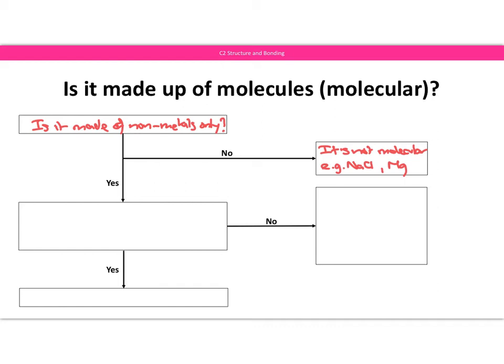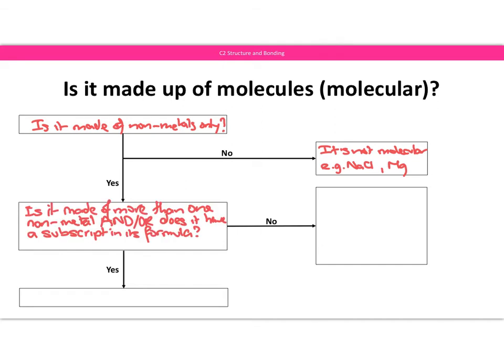It doesn't mean that we definitely have something that's molecular. Now, our next question is actually a pair of questions, and we only have to answer yes to one of them. So the two questions are, is it made of more than one non-metal? And does it have a subscript in its formula? And if you answer yes to just one of those questions, then it's molecular. So to give you a couple of examples that fit that requirement.